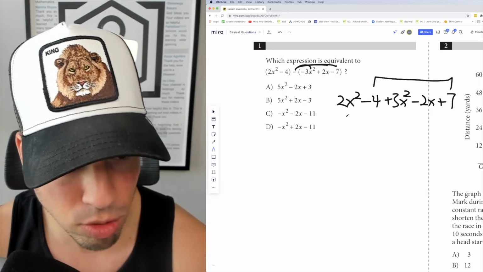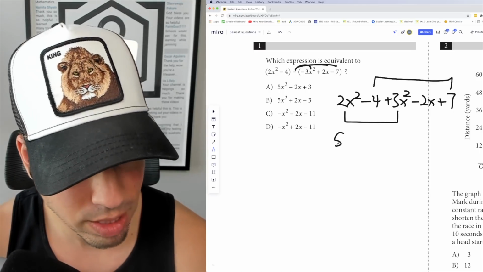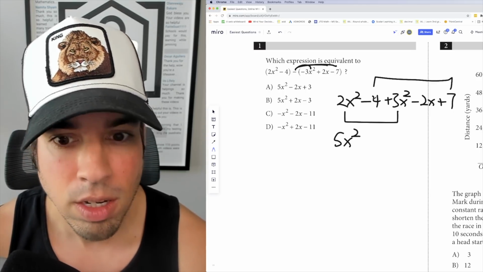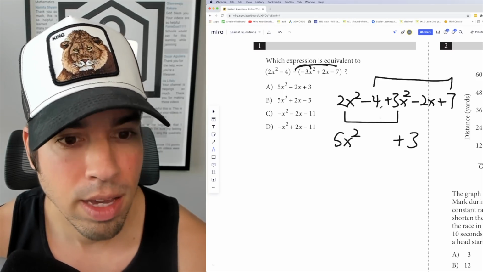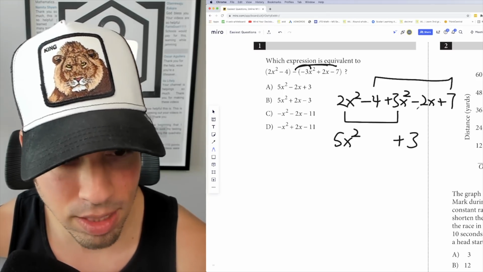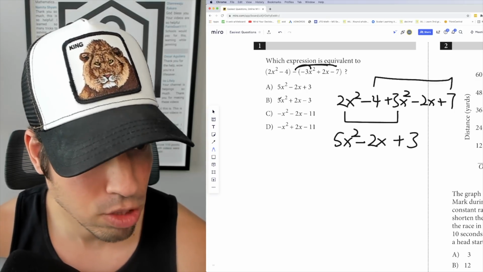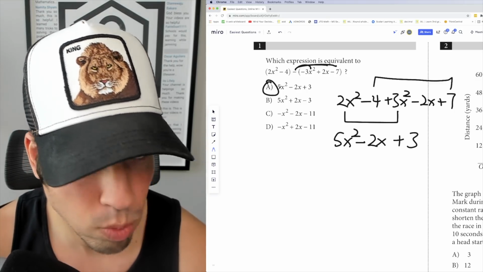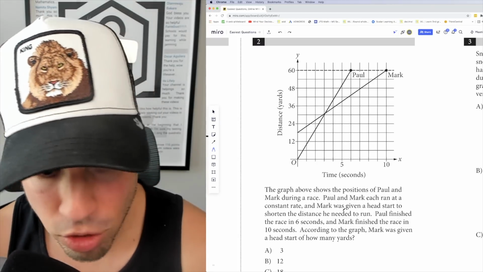Now we're going to combine those like terms and combine these like terms. 2x squared plus 3x squared is 5x squared. Negative 4 plus 7 is 3. We'll put it out there. And then negative 2x has nothing, so it just stays negative 2x. So our answer is, of course, A for the win. Done. The graph above shows the positions of Paul and Mark during a race.